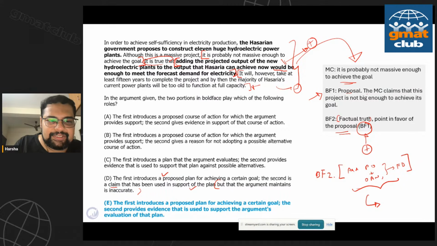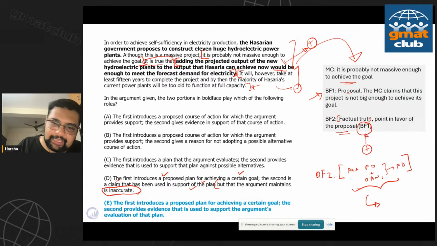Now, why is choice D wrong? Only because of this one stretch. Everything else in choice D is right. The first introduced a proposed plan, correct. For achieving a certain goal, correct. And again, look at it, I'm going piece by piece. The second is a claim that has been used in support of the plan, also correct. Is this a claim? Yeah, it's an idea that it would be able to meet the forecast demand, right? It's a claim. It's not a necessarily true statement. It's a claim, no problem. It has been used in support of the plan, the proposal, also correct.